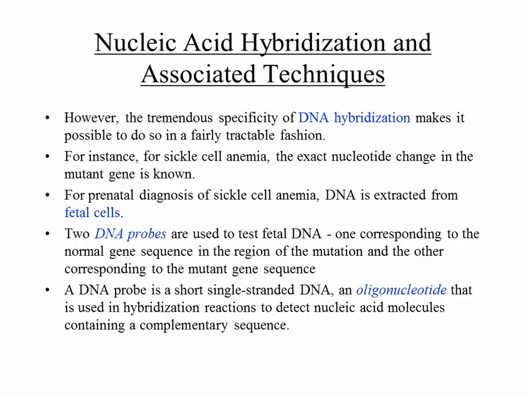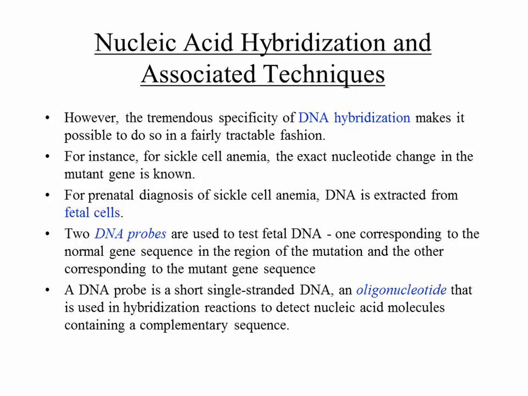As I mentioned on the earlier slide, looking for a single nucleotide among the 3 billion nucleotides is a big task. However, the thing that we have going for us is that if you go looking with the complement of the DNA sequence that you're interested in, the two bind with great specificity. So the tremendous specificity of DNA hybridization makes it possible to look for a specific DNA sequence even among the 3 billion nucleotides in a fairly tractable fashion.